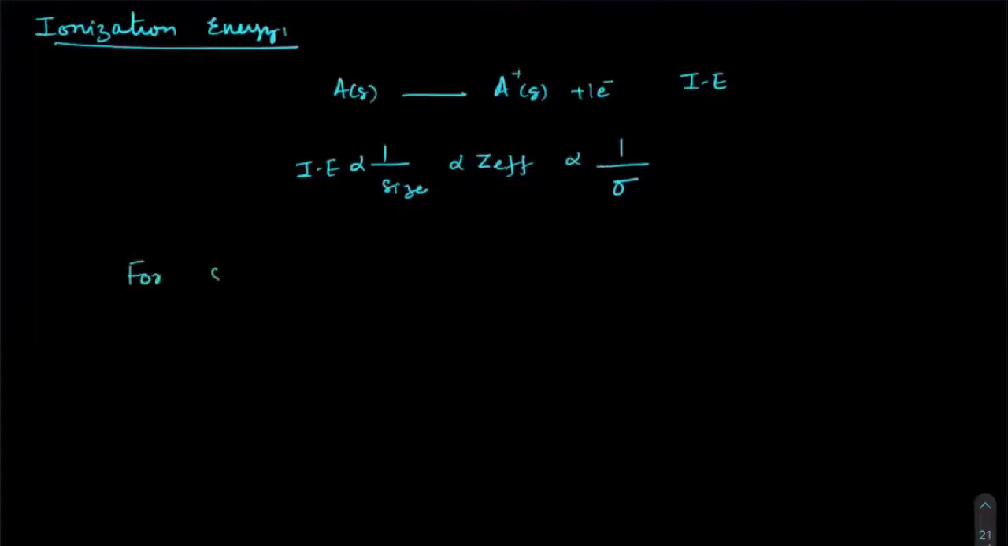Next point, for the same n value, ionization energy will vary this way: s will have more than p, than d. Example, 3s will have more ionization energy compared to that of 3p orbital, compared to that of 3d orbital.